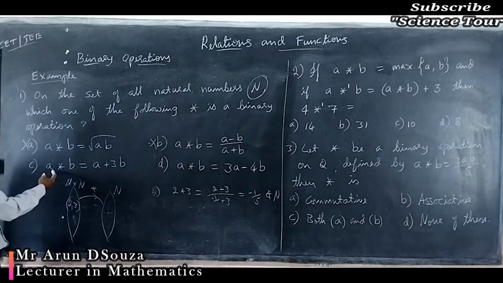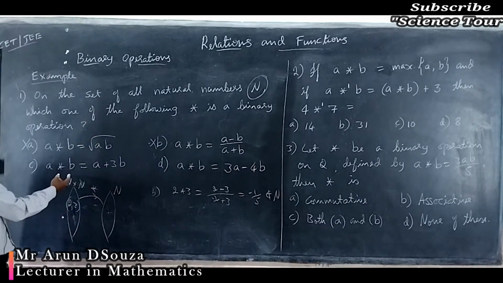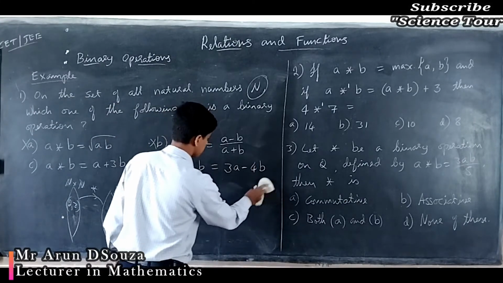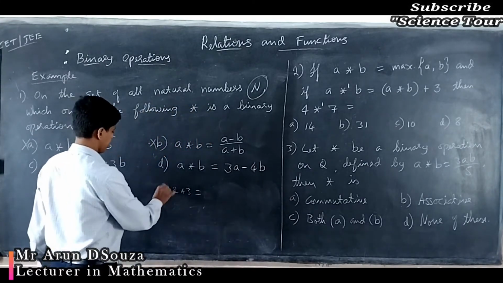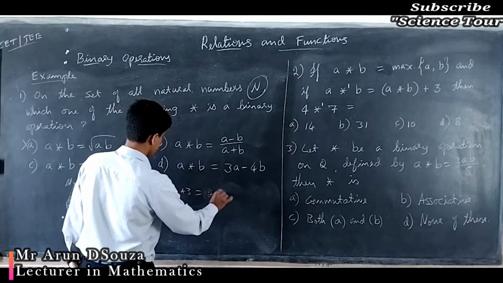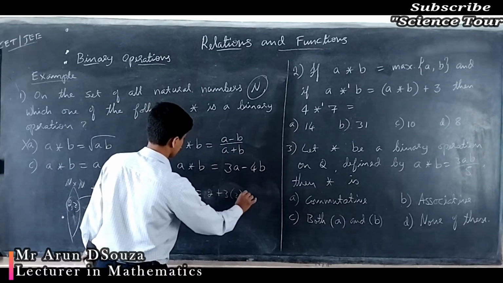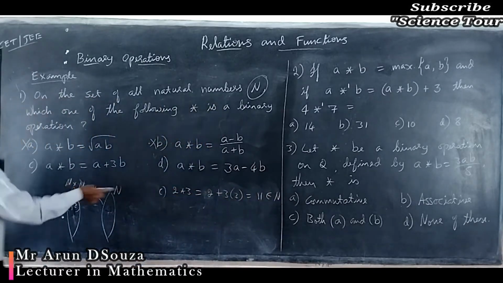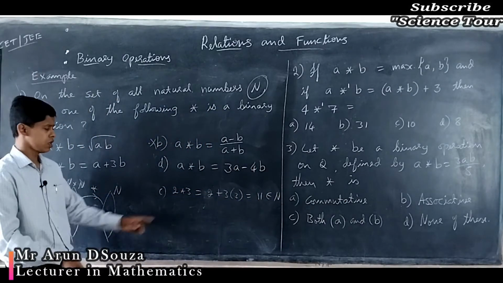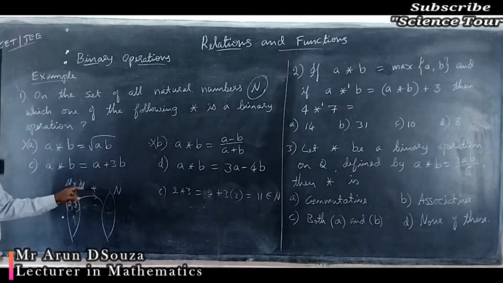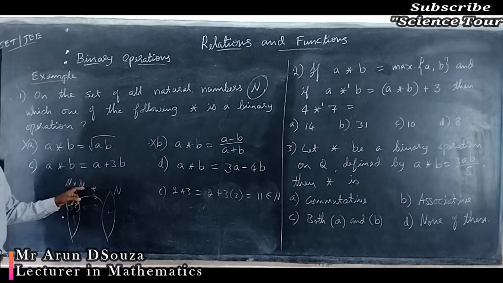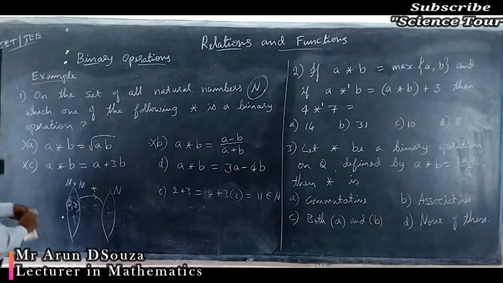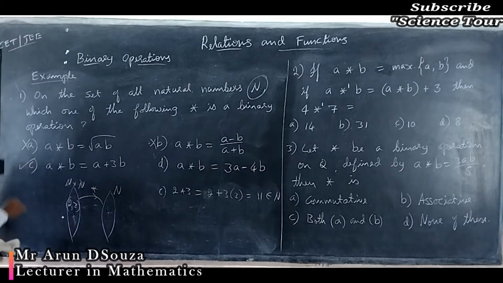What about the next? A star b is equal to a plus 3b. So if you are going for a plus 3b, then 2 plus 3 into 3. So 9 plus 2, 11, it belongs. So this, you can take any other example if you have doubt, and only positives, because it is natural numbers. You can't take negatives and 0. Okay, so take only positives. Hence this is a binary operation. I'm sorry, this is a binary operation.